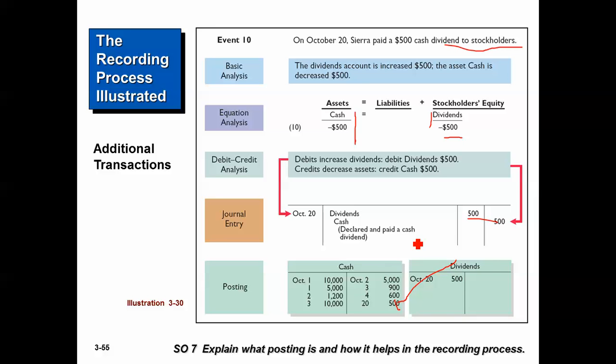Dividends, which decreases retained earnings. A decrease in retained earnings is on the left-hand side. And so we are equal, debit and credit.